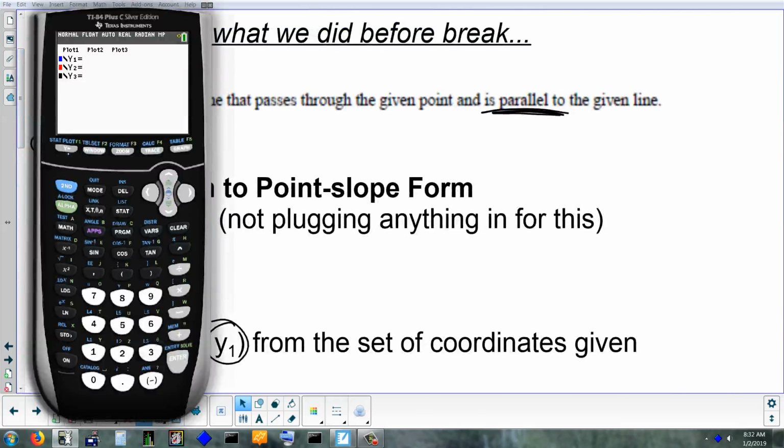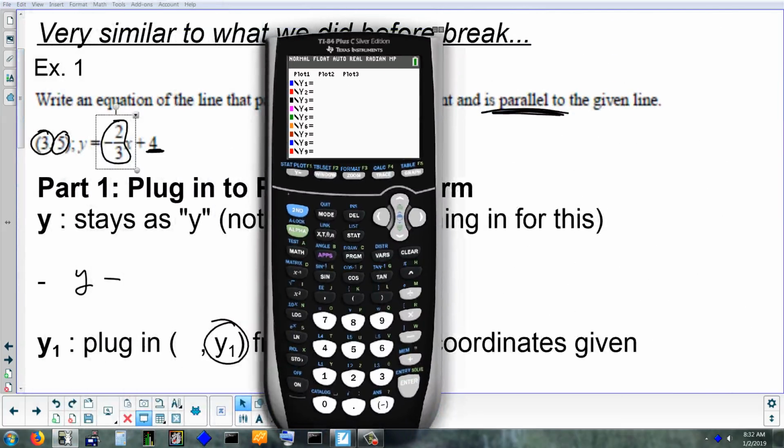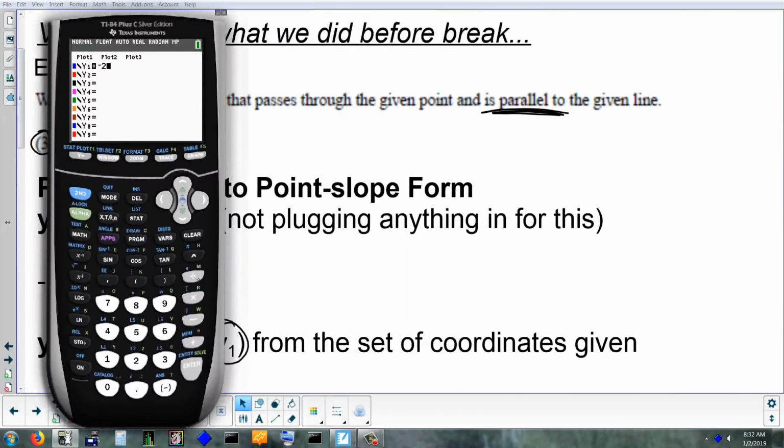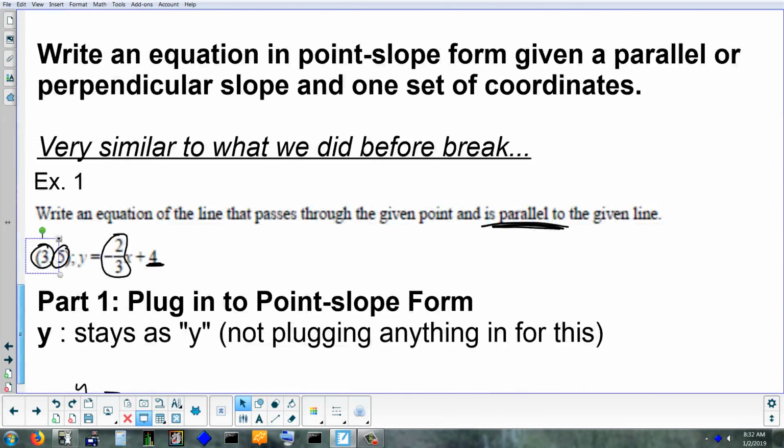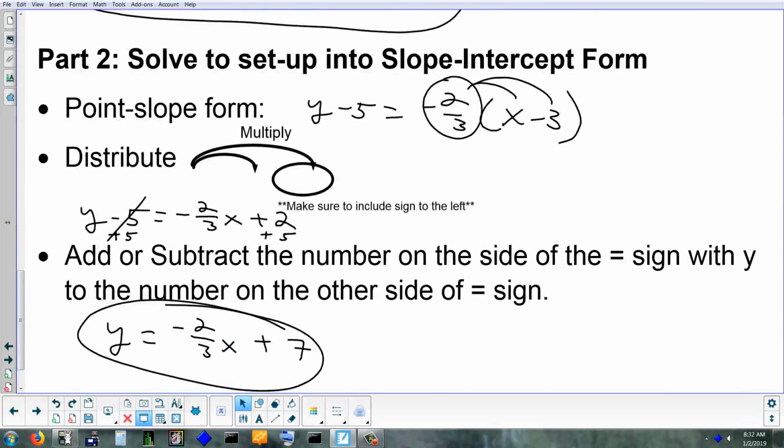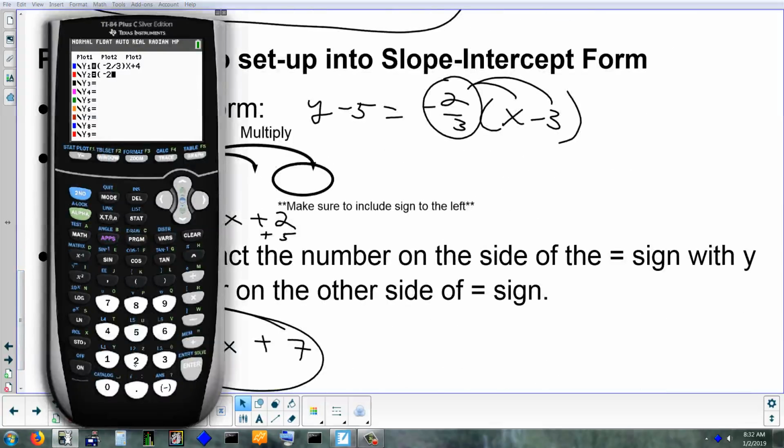Okay, let me draw them real quick so you can see them. I'm going to graph negative 2/3 x plus 4. Okay, this part, I just want you guys to watch this. So, negative 2/3 x plus 4. That's the line that they gave us. Now, this is the line that they said to find. Negative 2/3 x plus 7. When I hit graph, the calculator is automatically going to draw both of those lines. The original one is going to be in blue. The one we just found is going to be in red.